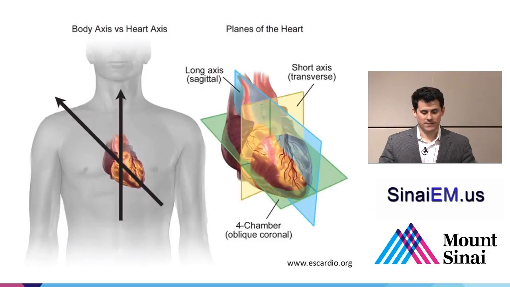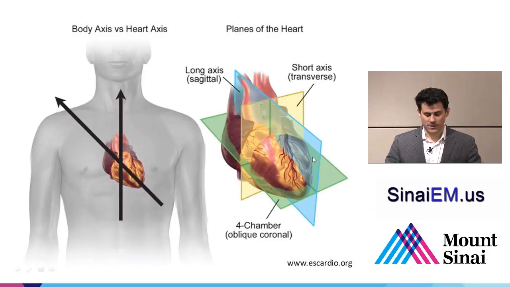So let's have a look at the axes of the heart. We are pretty familiar with the axis of the heart in terms of using EKGs and looking at the electrical vector. There's a long axis along this plane as well that we can see here, oriented diagonally across the chest.